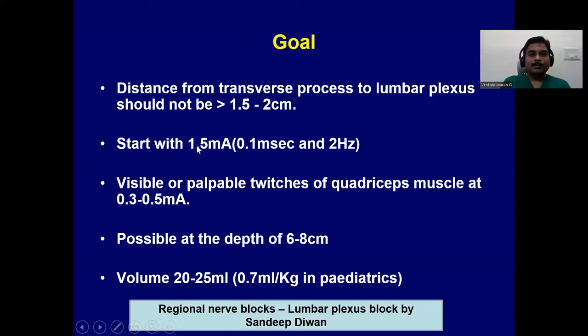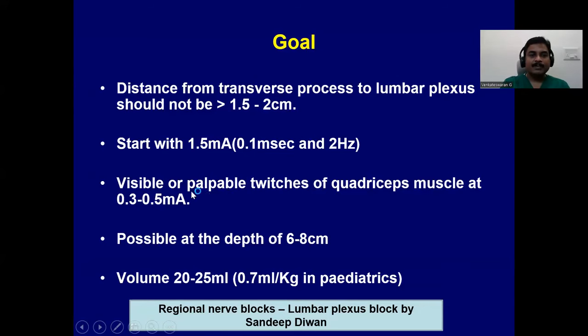And always start with 1.5 milliamp current with 0.1 millisecond duration and 2 hertz frequency in a peripheral nerve stimulator. Always look for visible or palpable twitches of the quadriceps muscle at 0.3 to 0.5 milliamps. Sometimes in severe diabetic patients, you won't get it by 0.5. You will be able to get it by 0.8 to 1 milliamps. Even that is acceptable. If you get a good quadriceps twitch, that's how we proceed with the block.